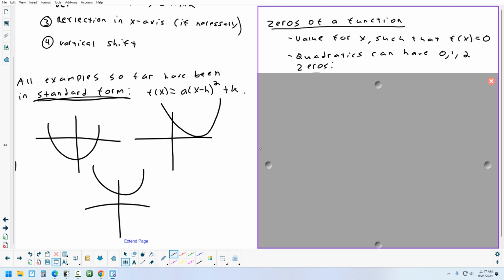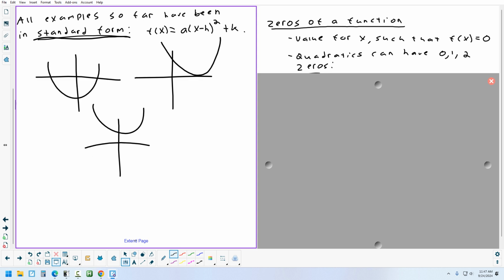So for quadratics, it either crosses the x-axis 0, once, or twice. Where it crosses the x-axis, those are called the zeros. And the reason they're called the zeros is because if you know where it crosses the x-axis and you plug that number in, you'll get an answer of 0.